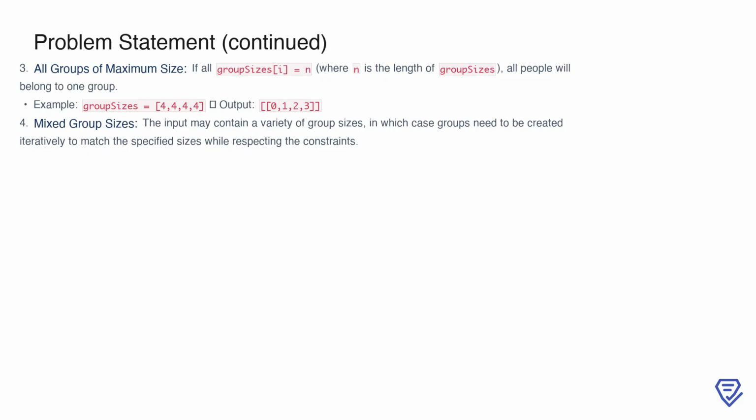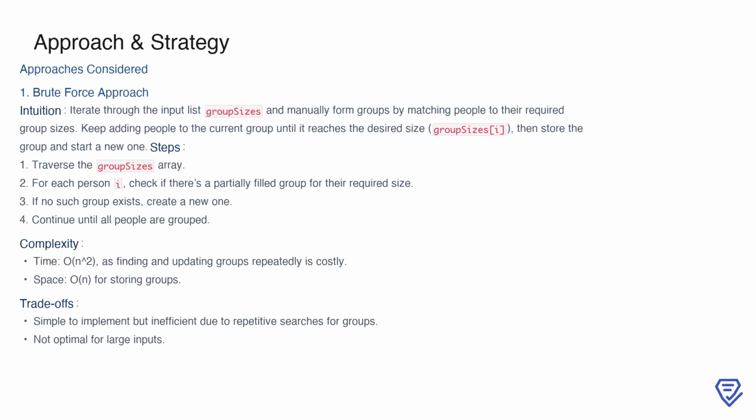Finally, for mixed group sizes, we need to carefully match groups iteratively, ensuring that every person is placed into a group of the correct size. This iterative process is key to solving the problem while respecting all constraints. When tackling the problem, one approach to consider is the brute force method. The intuition behind this is straightforward. As we iterate through the input list, we manually form groups by matching people to their required group sizes.